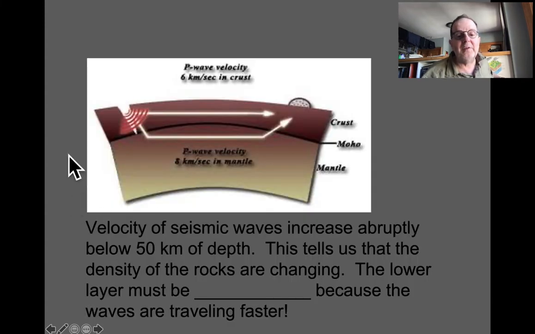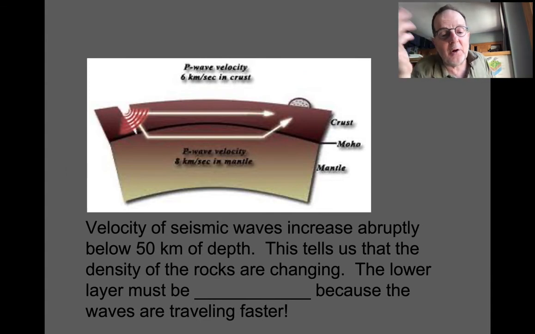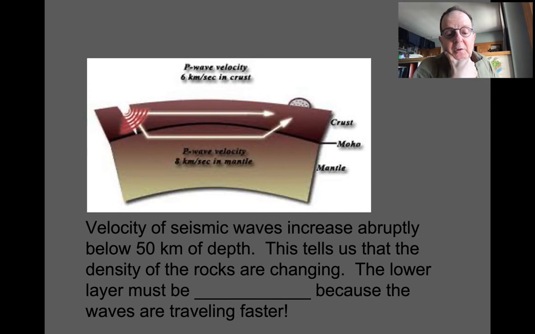This just gives you a sense also of how this Moho discovery is in part discovered because the velocity of seismic waves increases abruptly at about 50 kilometers in depth. This tells us that the density of the rocks is changing. The lower layer must be, and in this case we can fill it in, denser because the waves are traveling faster. And so this was an insight that led to this understanding that we have a crust, the Moho discontinuity, and then this new layer, the plastic mantle, underlain by the stiffer mantle, outer core, and finally inner core.